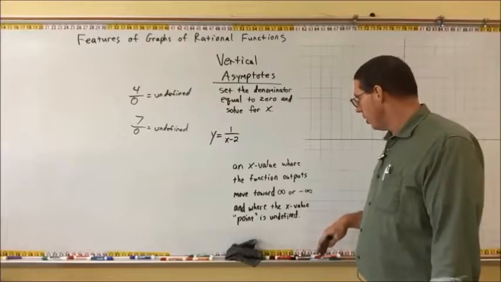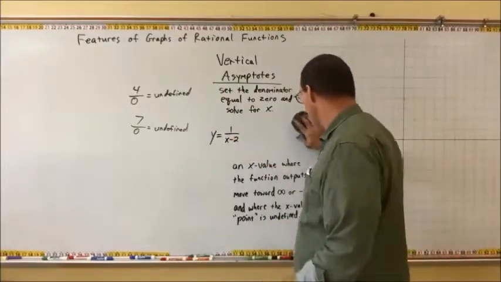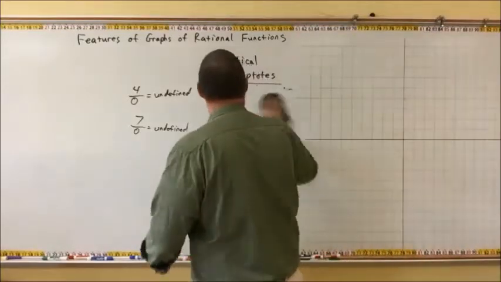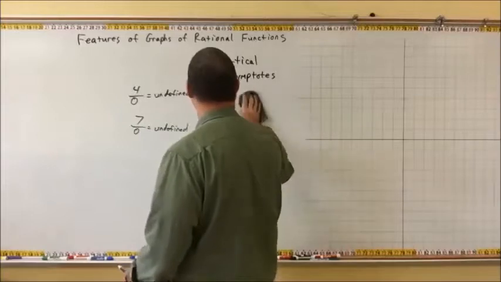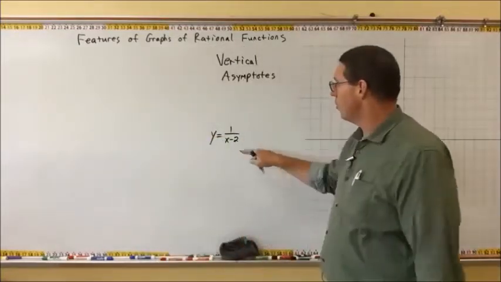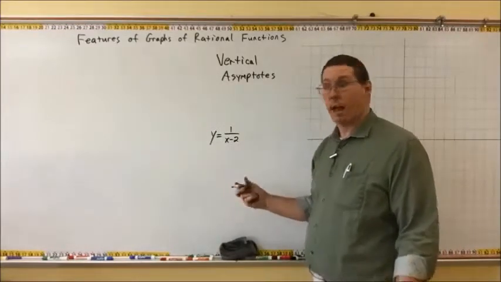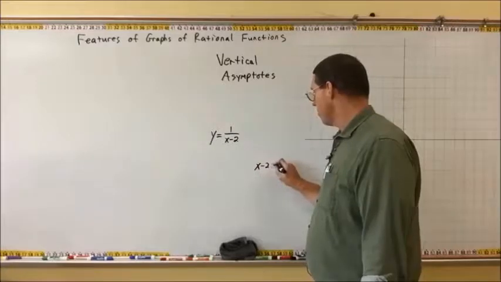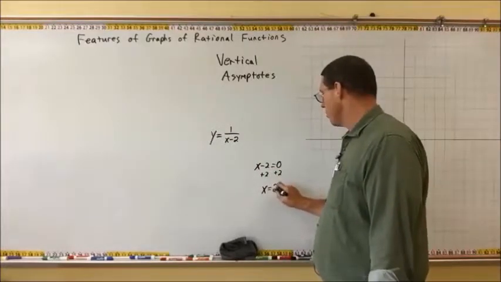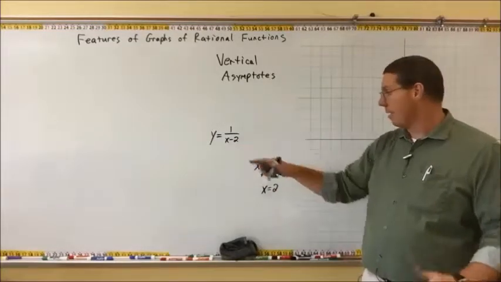So here's what I mean. Let's look at this y equals 1 over x minus 2. Hopefully you already wrote that down. If you didn't write it down, rewind and write it down. So, vertical asymptote. What's the vertical asymptote on this? How do we find the vertical asymptote? We set the denominator equal to 0. x minus 2 equals 0. Add 2, we get x equals 2. All right, so this function has a vertical asymptote at x equals 2.